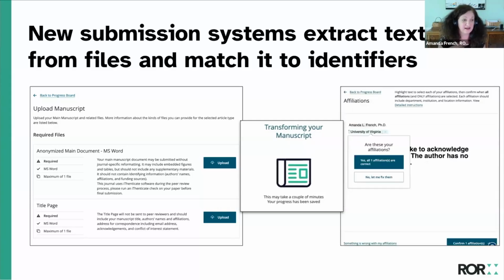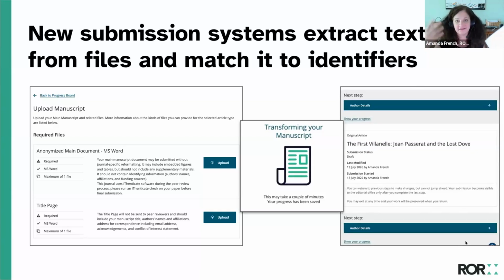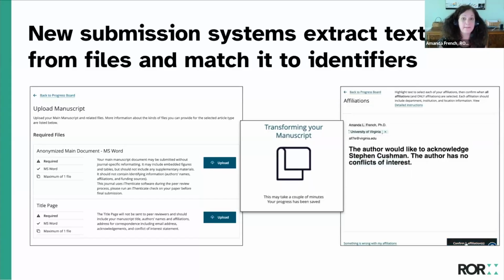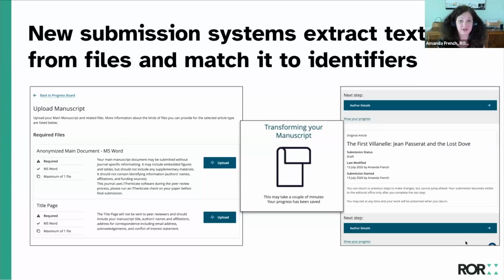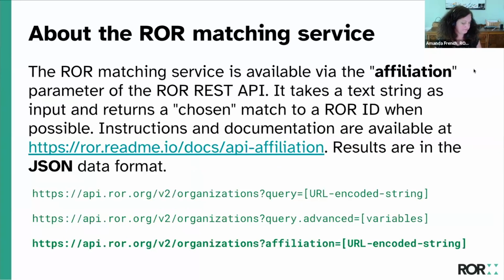And then usually they allow you to edit it as well, but you can see how this works. I did not type in University of Virginia at any point in this process, except on the file that I uploaded. The system extracted it, and I confirmed that, yes, that is my affiliation. And a lot of systems are working like this, and a lot of systems are using matching services, whether or not it's RORs, to match things to identifiers on the back end where users can't even see it. So an increasingly important use case, I think.